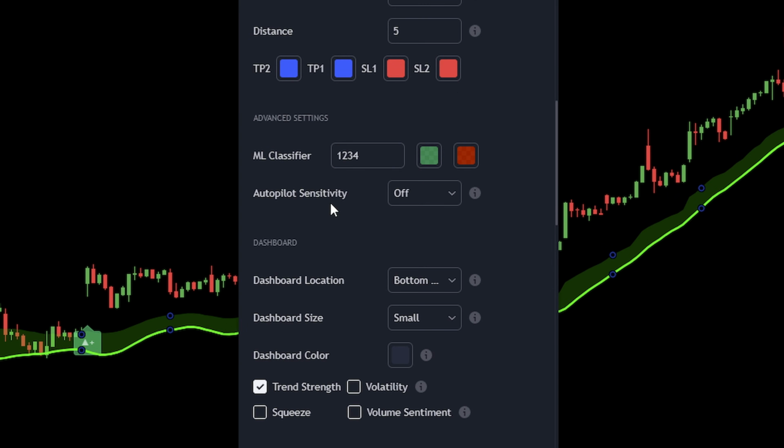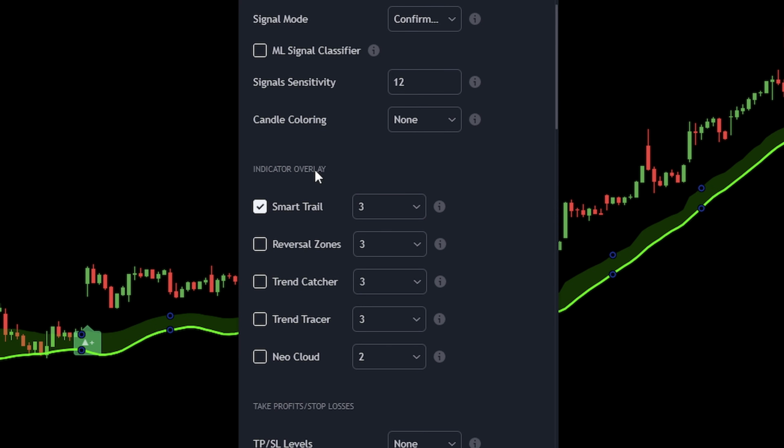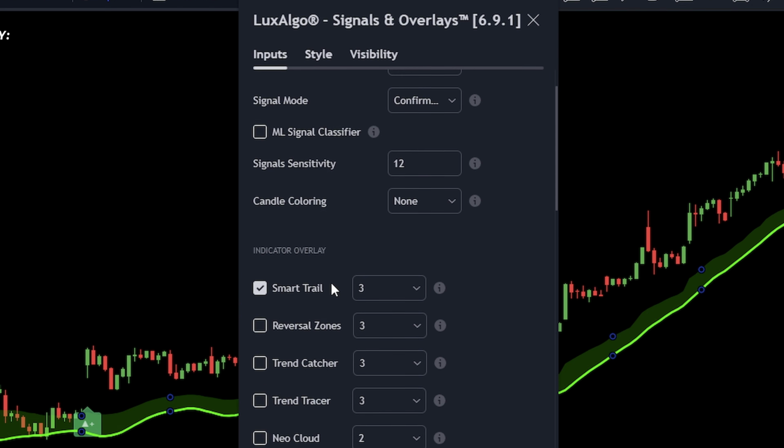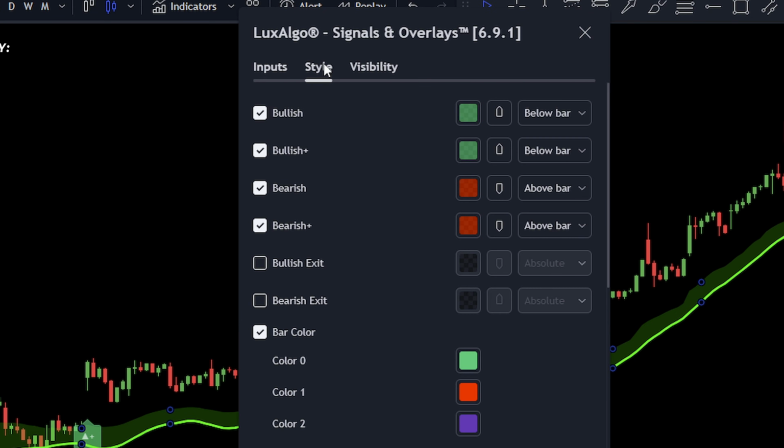Alternatively, if you prefer a more automated approach or are a beginner trader, using the autopilot sensitivity set to midterm is a great option. Next, navigate to the Indicator Overlay section and enable the Smart Trail. Then, head over to the Style tab. Here, uncheck both the bullish and bearish exit signals.